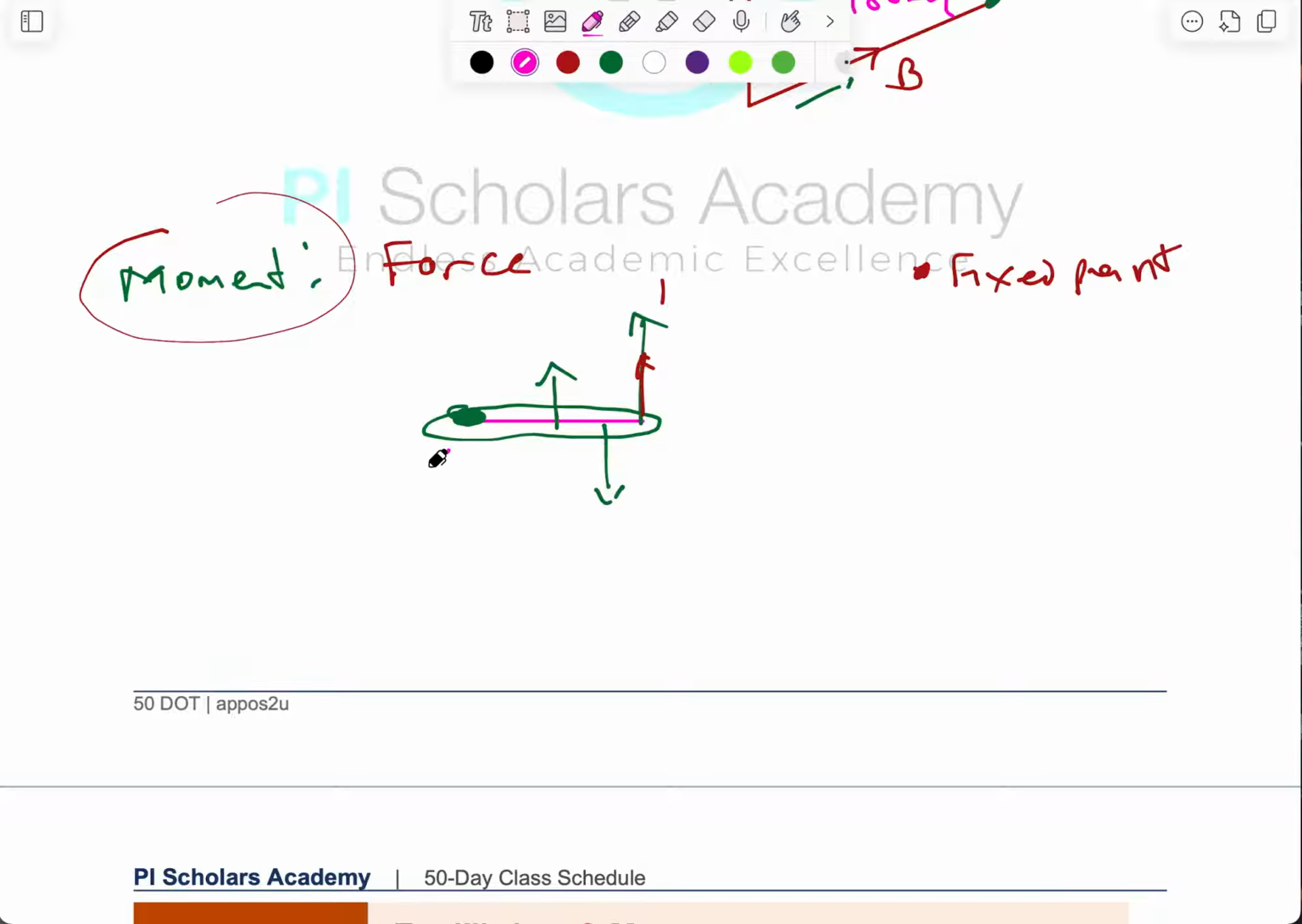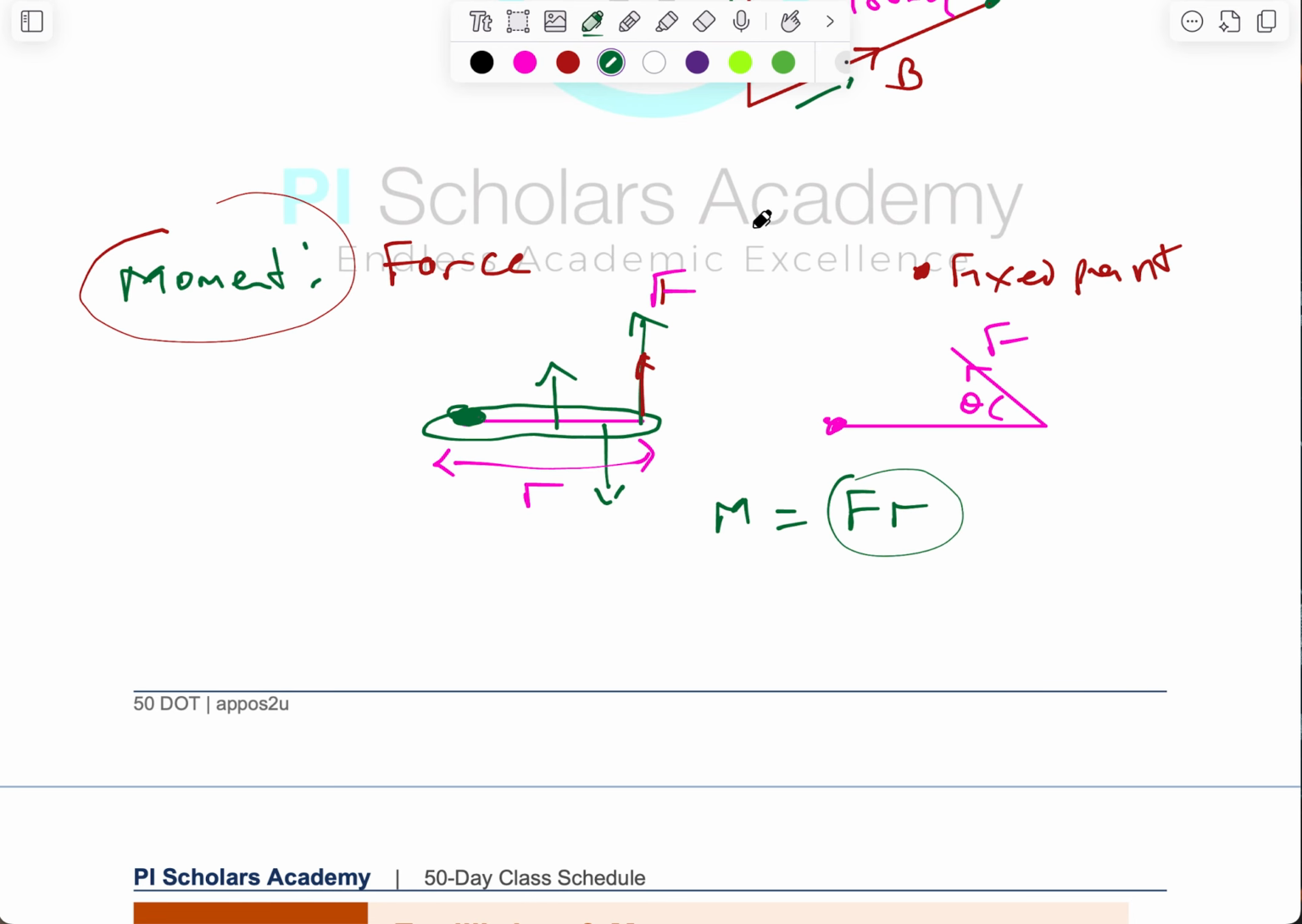Now, from here to here, there is the length. We call it R, the arm length of the moment. And then here we have the force being applied. But another thing is that the force can be applied at a certain angle. Let's say that angle is theta. So what is the general formula for moment of a force? Moment of a force is force times the perpendicular distance.